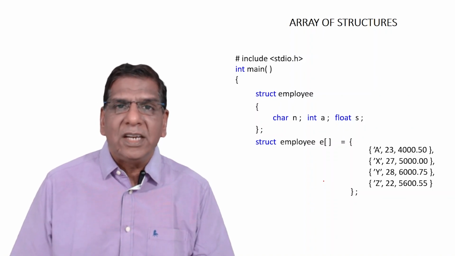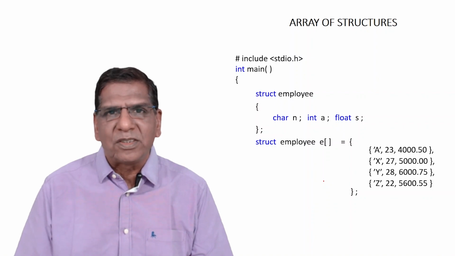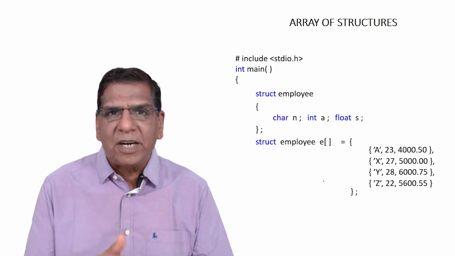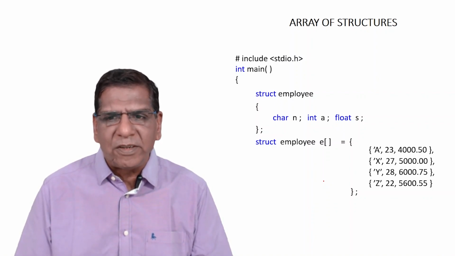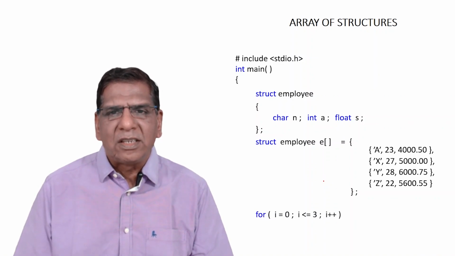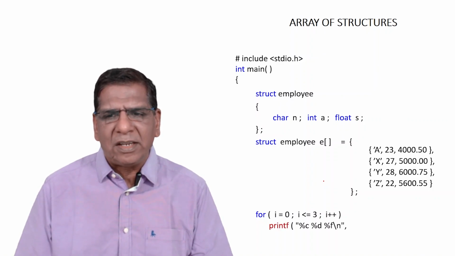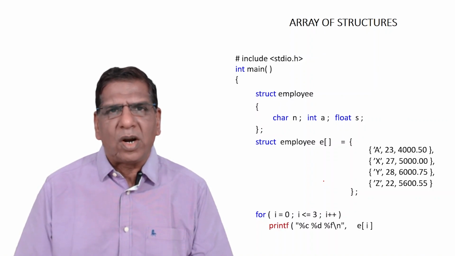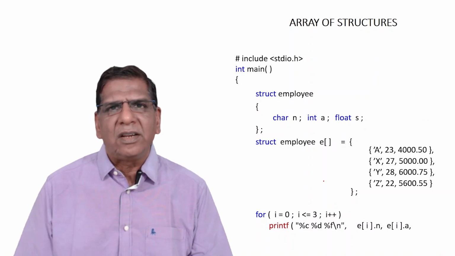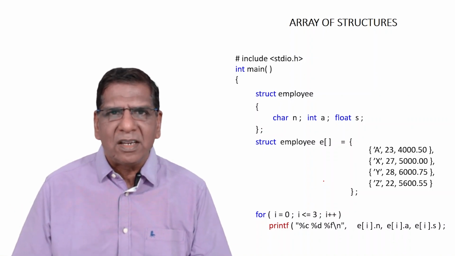And once we create this array of structures, just see how efficient does the processing become. Earlier we had 4 printfs. Today we can manage using only 1 printf. Just run a loop and then print out name, age, salary by saying e[i].n, e[i].age, e[i].salary. ith person's name, ith person's age, ith person's salary.